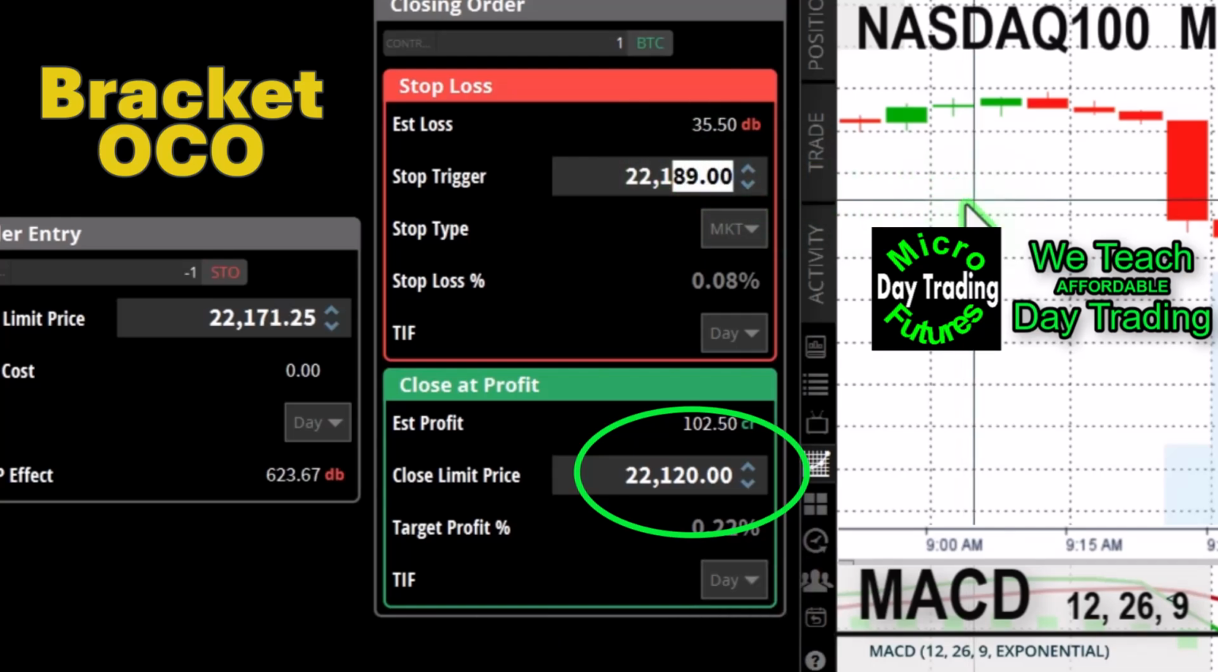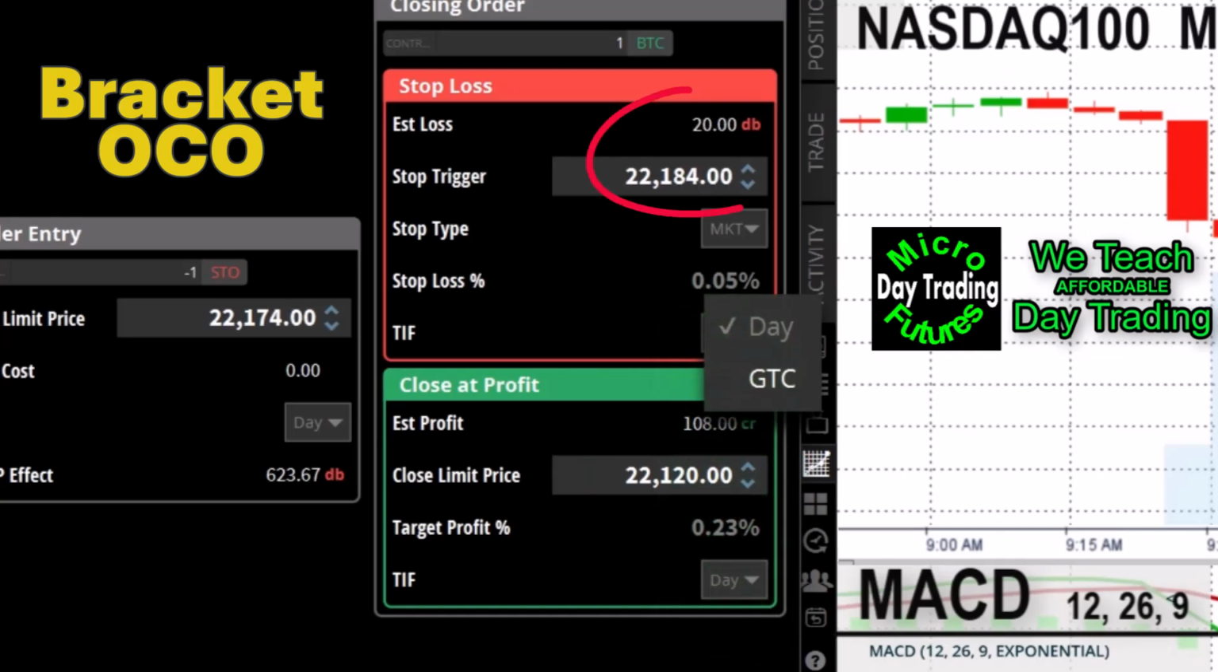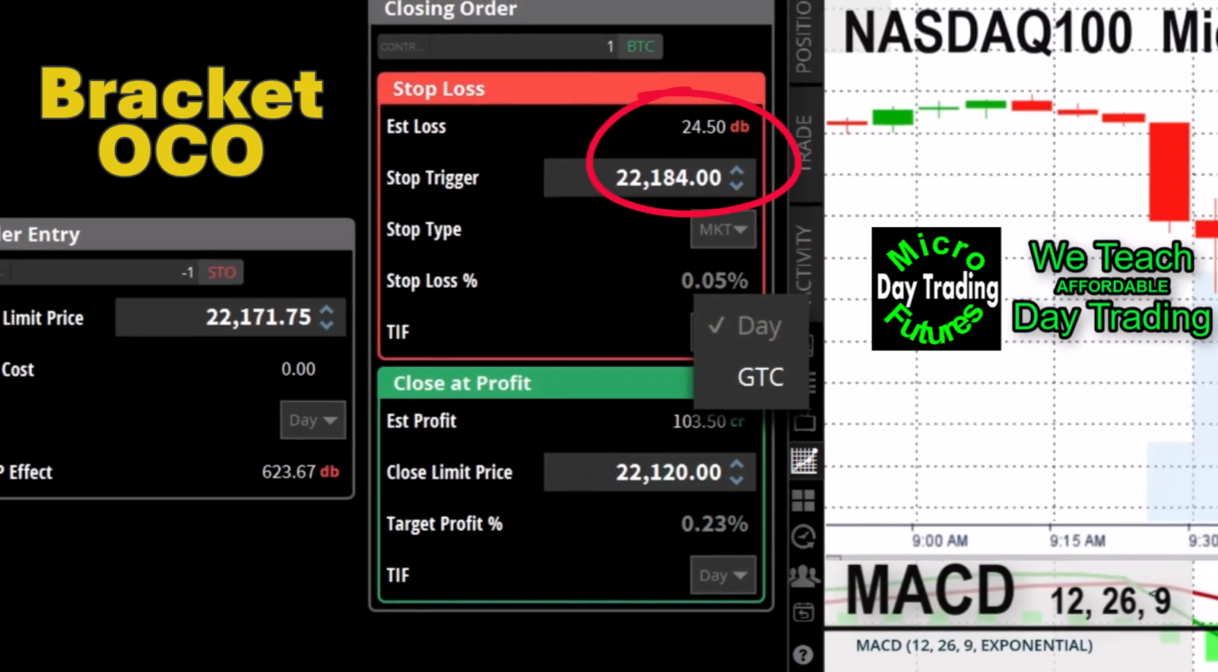Now, you can't tell a trade how much money to make you, but you've got to put something in there for the close at a profit. Of course, the value of the Micro E-mini is changing constantly, so I have to go back and forth a couple of times so I can get my stop at about $20 to $25.